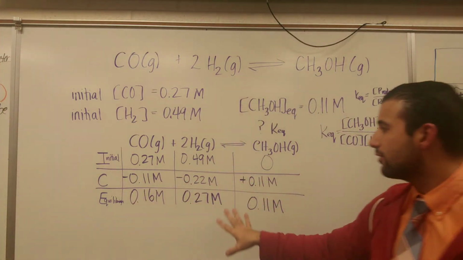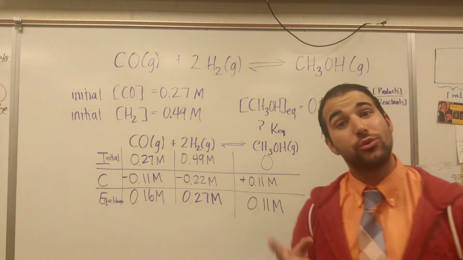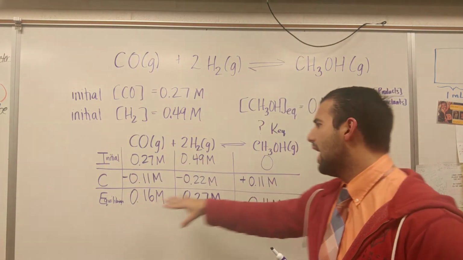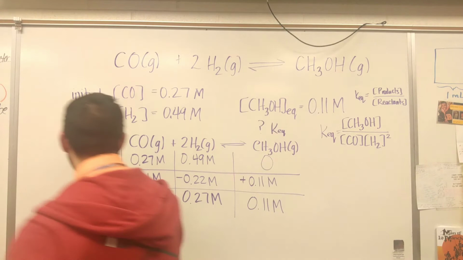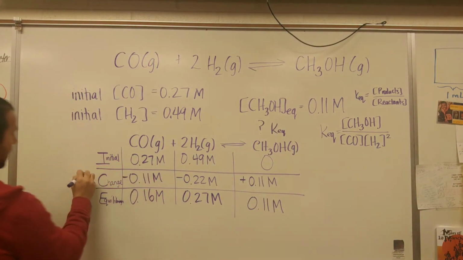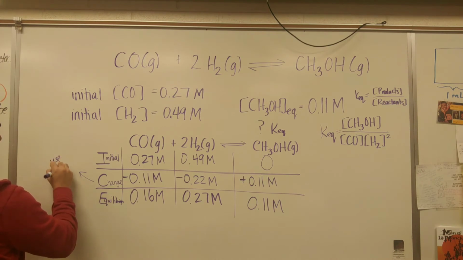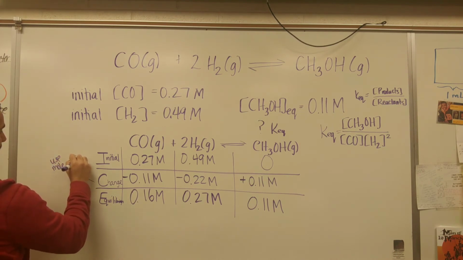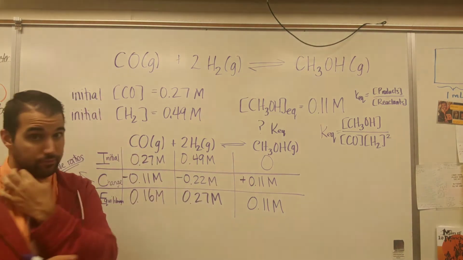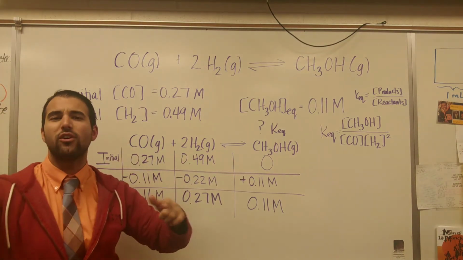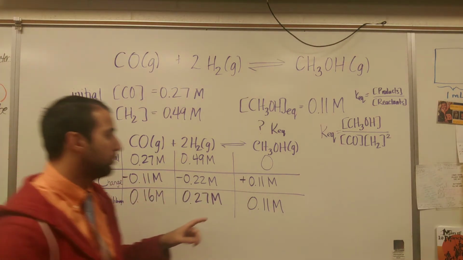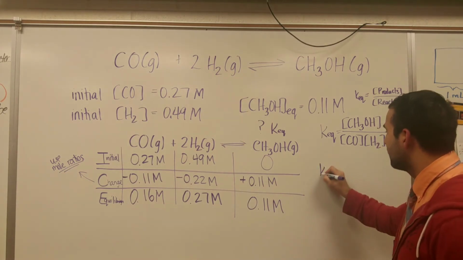Alright, so if you don't understand how I did this, you didn't understand how to do BCA tables, and you may need to go back and figure out, how did I figure out this change? Because C is change. And for change, I use mole ratios. And these mole ratios were simple, 1 to 2 to 1. Okay? So go back over and replay the video if you need to on how I got these numbers here using mole ratios.